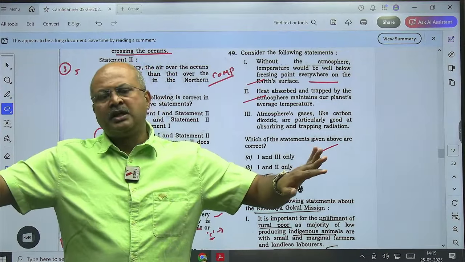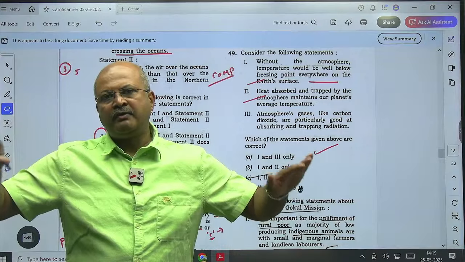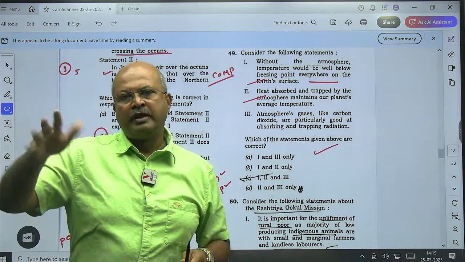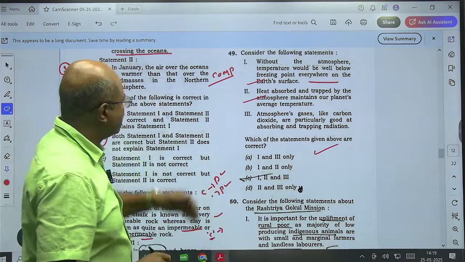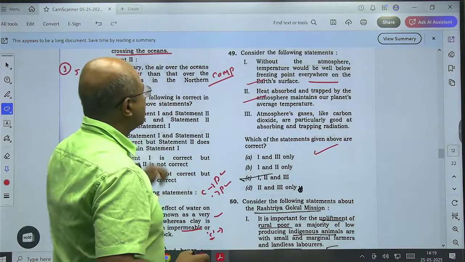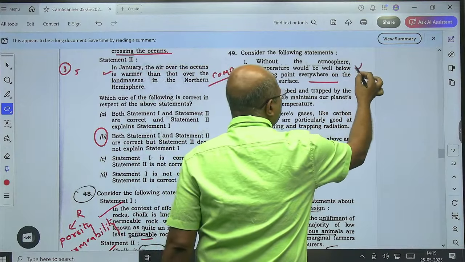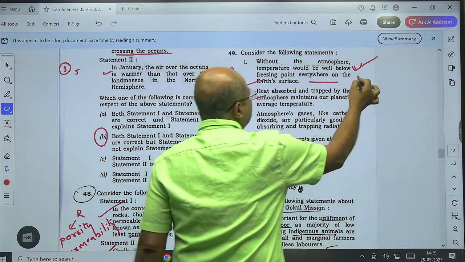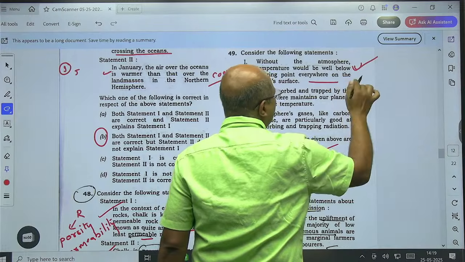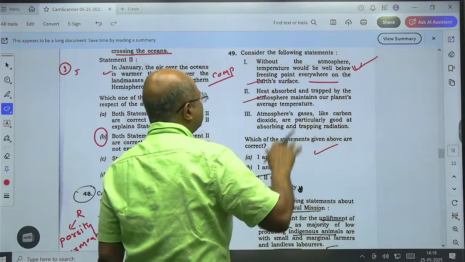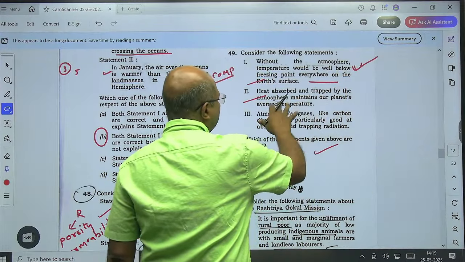If you remove these, then the temperature would be very, very low, like that of the Moon, in minus values. Without the atmosphere, the temperature would be well below the freezing point every year. This is 100% correct, because if you remove the carbon dioxide and all, then the temperature will be in minus values. Heat absorbed and trapped by the atmosphere maintains it.